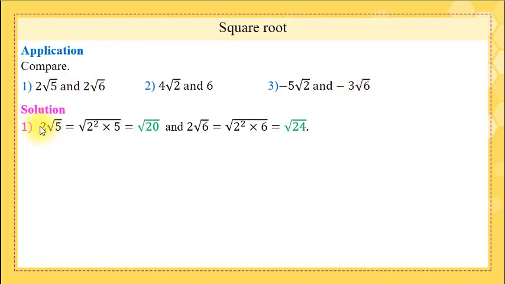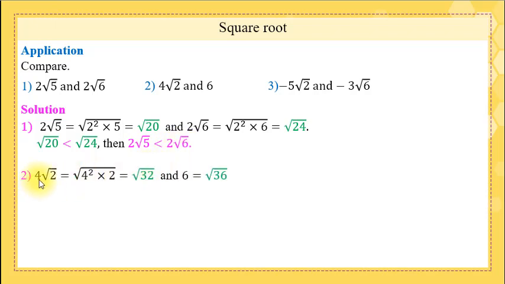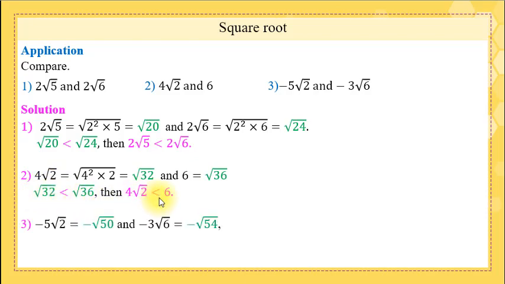This is the first one. We change 2 radical 5 into radical 20 and 2 radical 6 into radical 24, and radical 20 is less than radical 24 because 20 is less than 24. Finally, we get 2 radical 5, which is radical 20, less than 2 radical 6, which is radical 24. The second one, we convert 4 radical 2 into radical 32 and 6 into radical 36, and we get radical 32 less than radical 36, and if we simplify, we get 4 radical 2 less than 6.